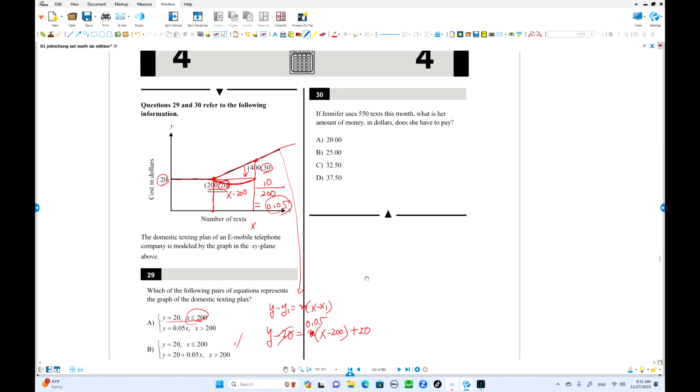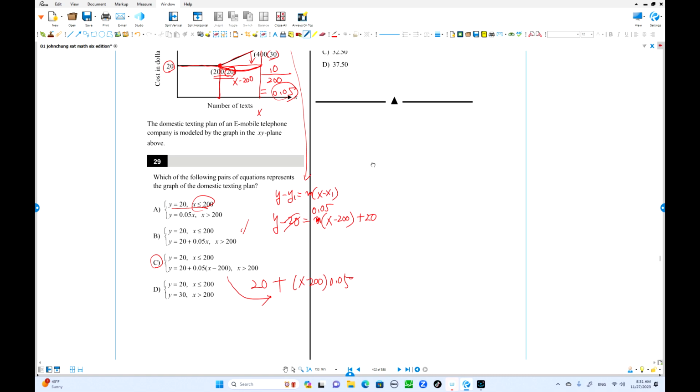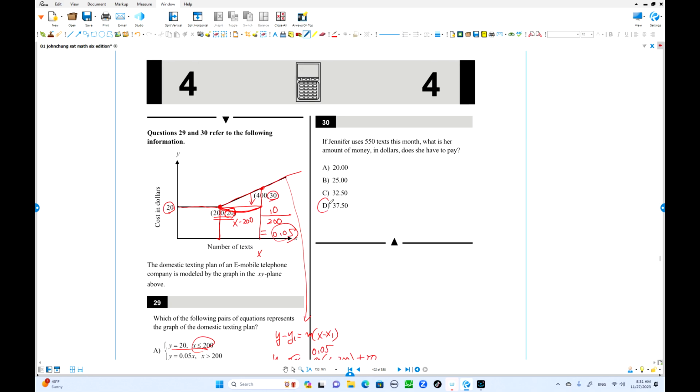The next one: Jennifer used 550 texts this month. How much is she going to pay? You can use this one: 20 plus 550 minus 200, the additional texts, which is 350, times 0.05. So this is 20 plus 17.5. Total is $37.50. Choice D is the answer.